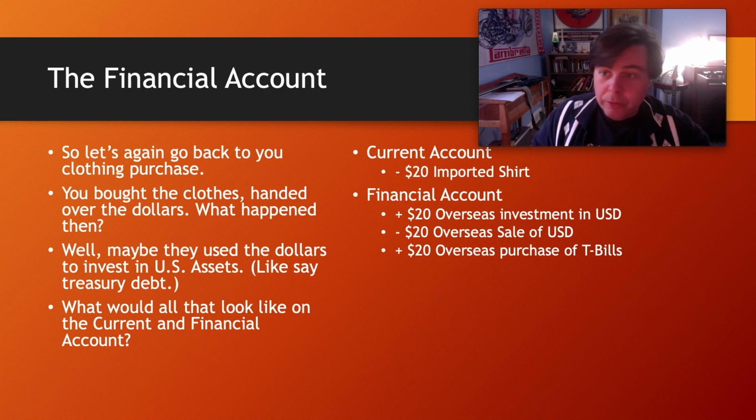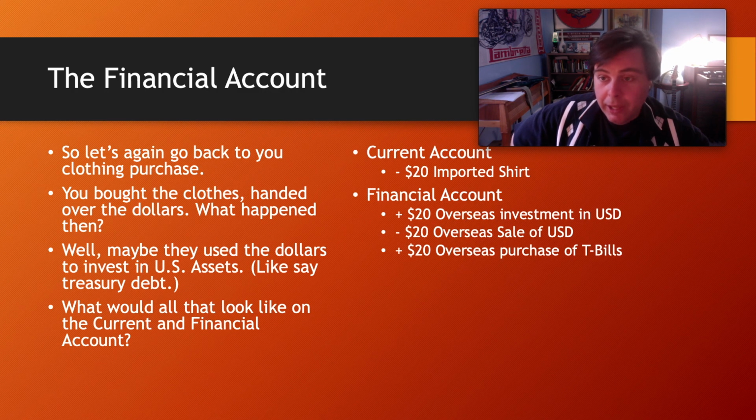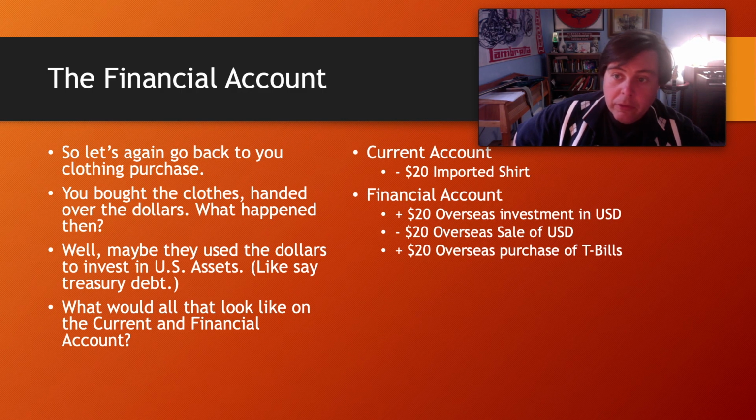I'm creating $20 of outflowing income, but in providing my U.S. dollars, which they can't use in Malaysia, I now have a $20 overseas investment in U.S. dollars, right? It's in currency. And let's say the company doesn't need the currency for whatever reason, so they choose to sell that currency and use it to buy treasury bills, or U.S. government debt. Well, then we see a $20 sale of U.S. dollars denoted on the financial account, and then again a $20 overseas purchase of treasury bills.